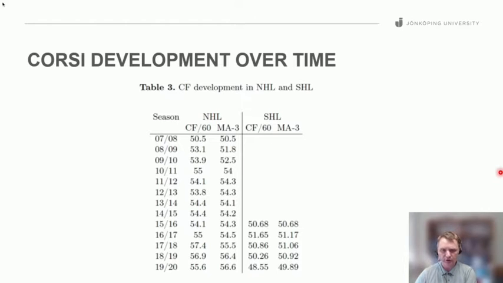We can also look at the development of Corsi over time, or rather the number of shots in a game. If we start with the NHL to the left here, we see that there is a small but steady increase in shots over the years. In Sweden, it is actually fairly stable, and in the last few years, there is a small decrease in the number of shots.